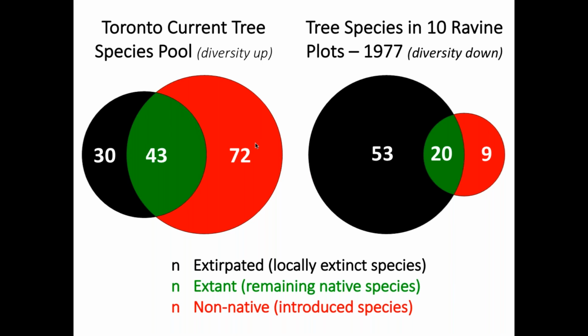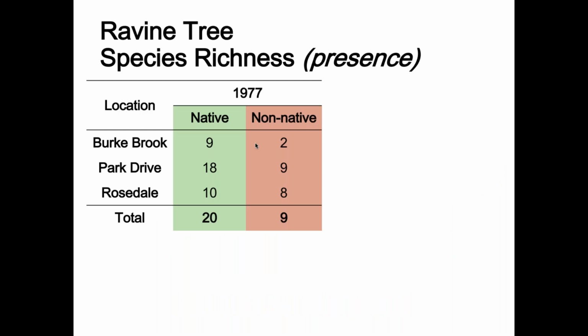If you look over at the ravine study that we looked at, there are many more species that aren't present in the ravines, 53 of those that have gone locally extinct. There are still some remaining native species, and there are some new introduced species. So what I tried to do with these arrows is just capture that the ravines look to be in not as good shape even as the broader Toronto pool, as you might identify.